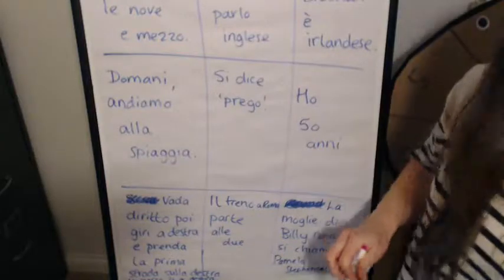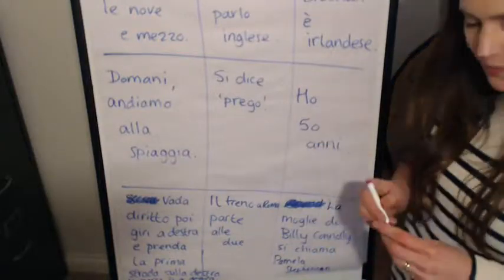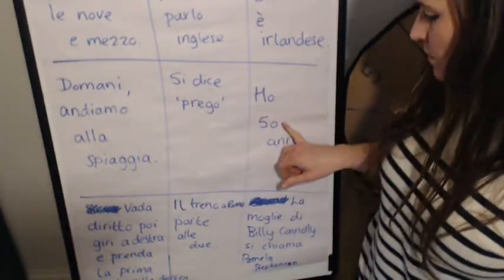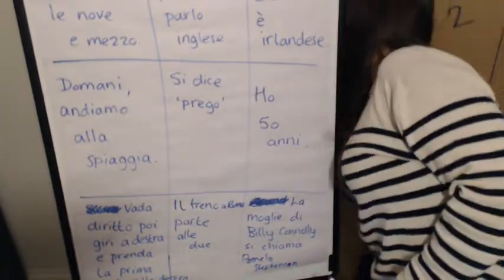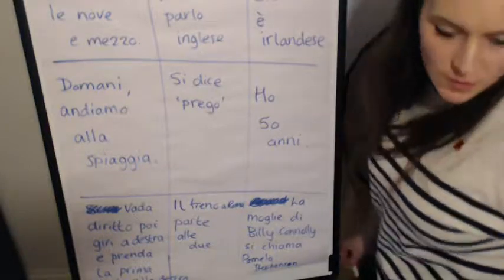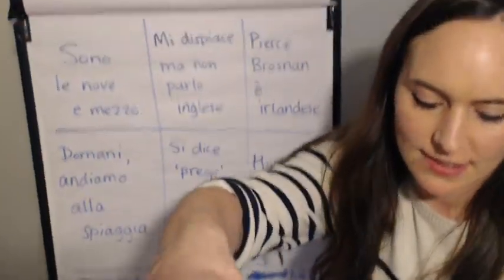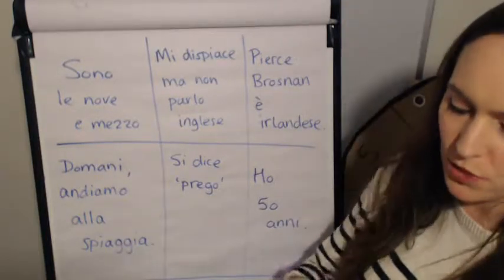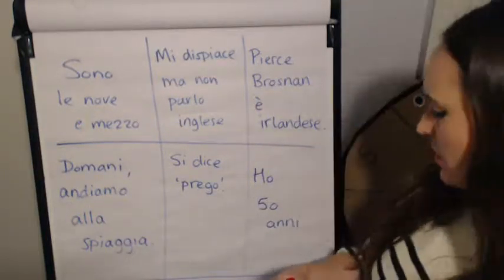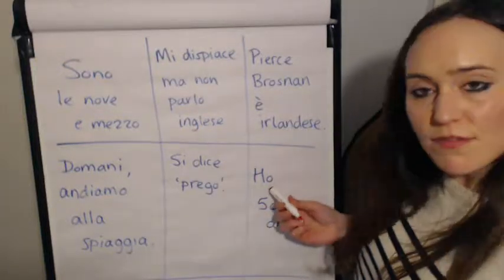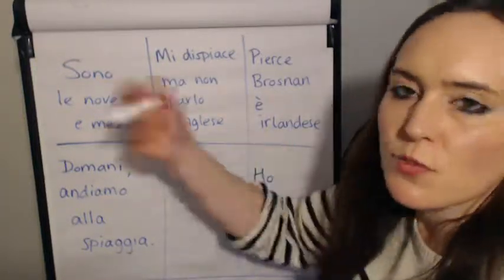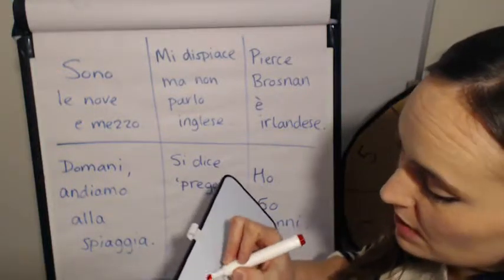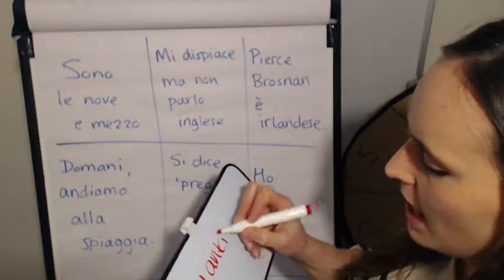Okay, the next one. Ho 50 anni. I have 50 years. So if that's the answer, what's the question? So the question would be, how many years old are you? Or how many years do you have? Because they use the verb avere, to have, instead of to be. So how many? How many years? Quanti anni.